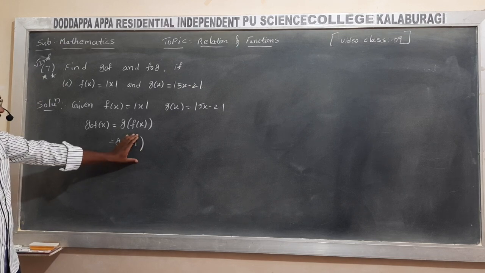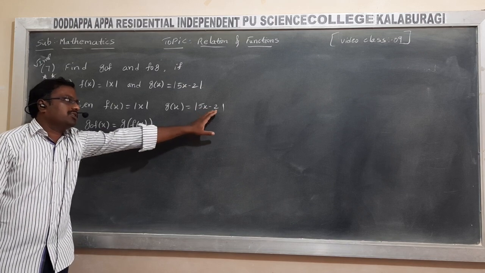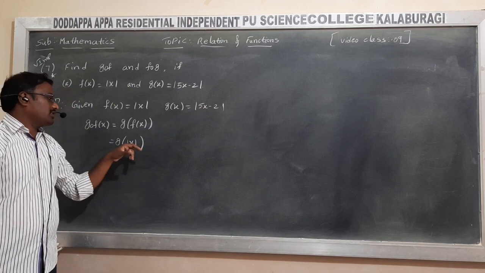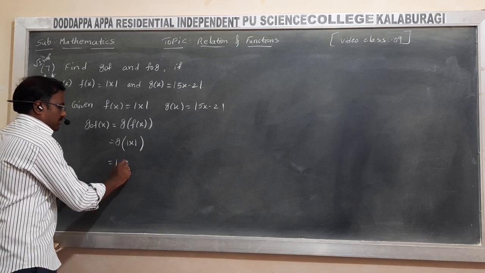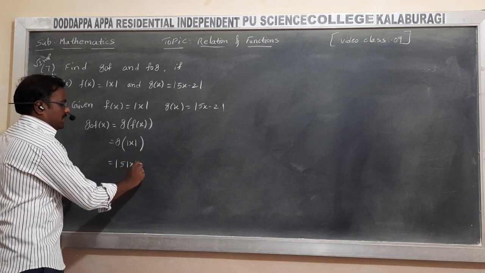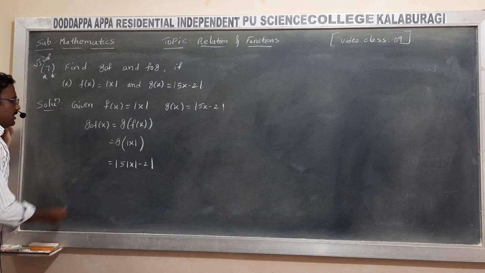Now modulus of x is considered as x. That should be g of x. What about g of x value? Modulus of 5x minus 2. So now in place of x you can substitute this value, in place of x, modulus of x.